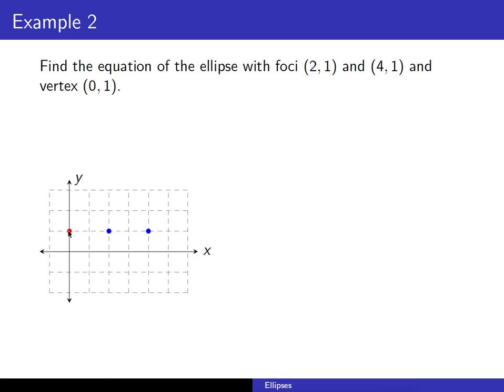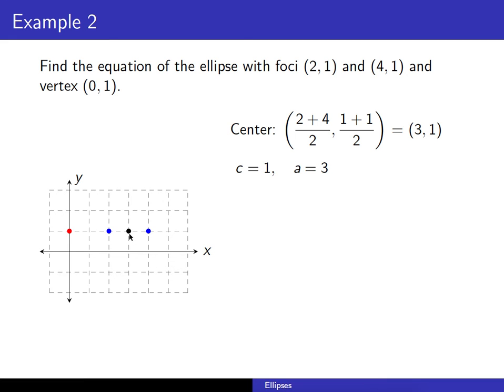So remember from the last video that the center is going to be in the middle, the midpoint of the vertices, and the midpoint of the foci. So we can find the coordinates of the center by taking the midpoint of the foci, or just average the x's and average the y's, and when we do that we get a center at (3, 1).